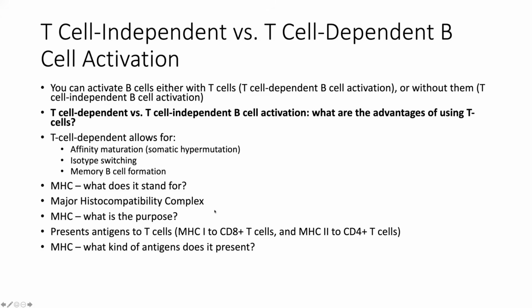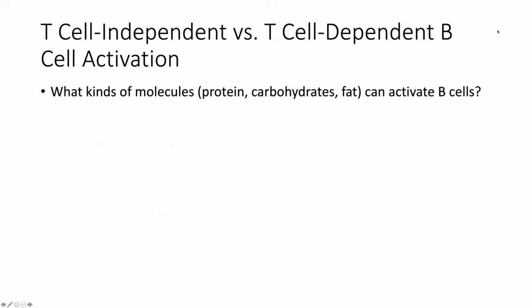So Paula, what kind of antigens, like what molecule type does MHC present? Cytotoxic T cell and helper T cell. So is it carbohydrate, is it protein, or is it fat, or some combination? Protein. Perfect. Yeah, it's a protein antigen. Good. Exactly. But Mary, what kind of molecules, so protein, carbohydrates, or fat, can activate B cells? Right, so T cells are activated by protein, but what kind of molecules can activate B cells?